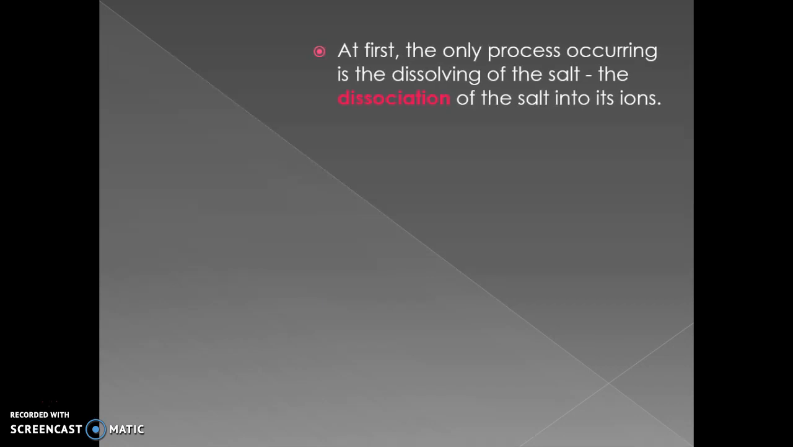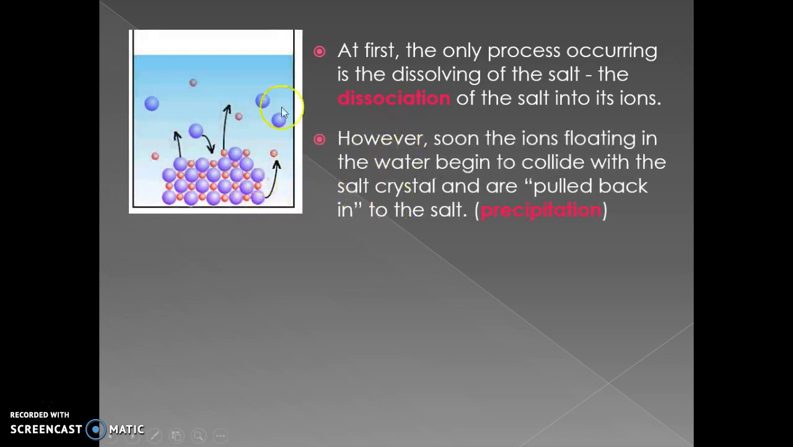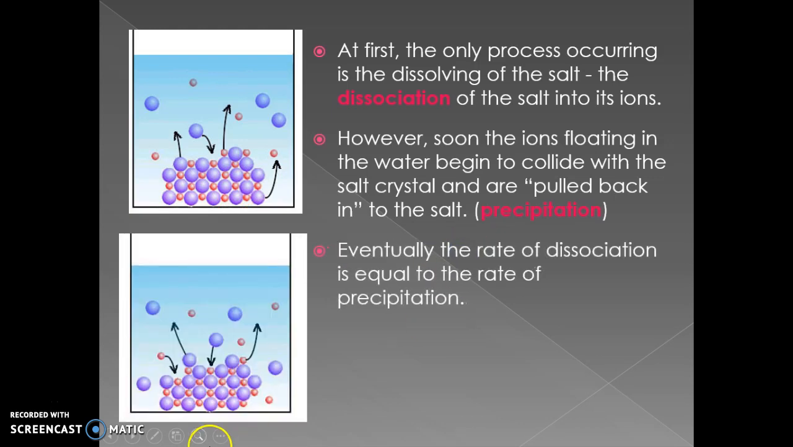So at first, like I said, the only process that's occurring is the dissociation of the ions from the salt. But at some point, those ions reach a saturation point, where there's enough ions in solution. The attraction between the ions in solution and the crystal is strong enough that those ions start to be pulled back to the crystal. So eventually you wind up with the rate of dissociation equaling the rate of precipitation, or the rate of recombination. And that's when you have equilibrium. So the solution has now reached the point of saturation, and you have equilibrium.